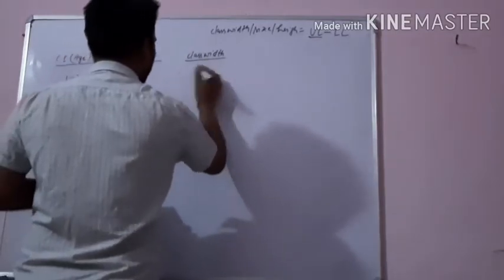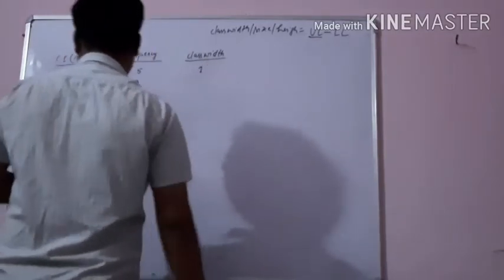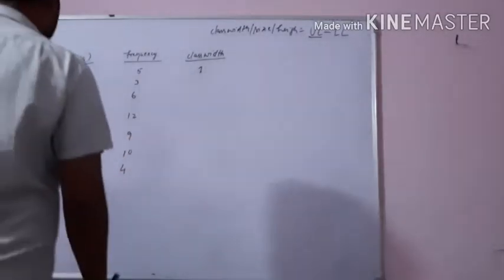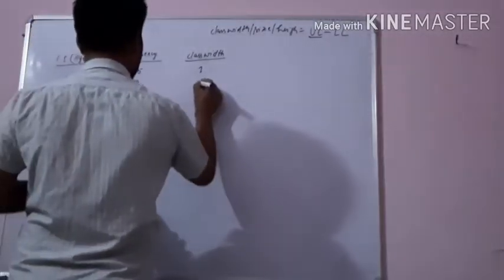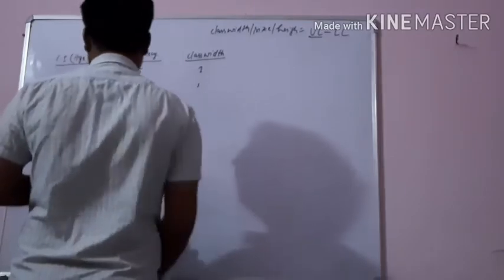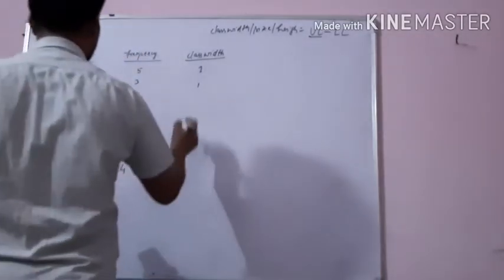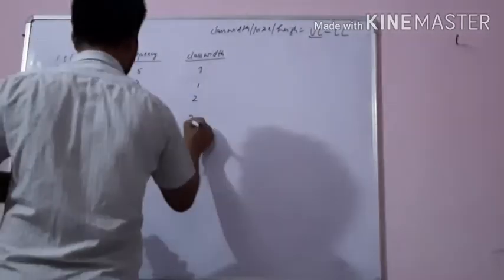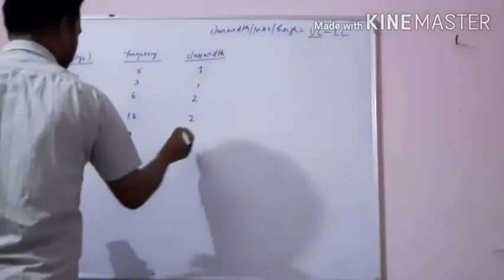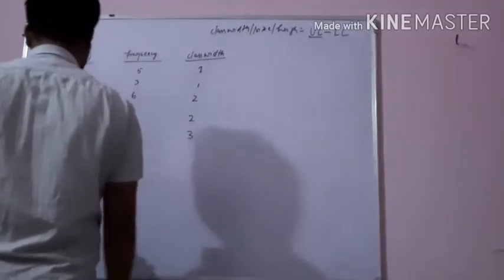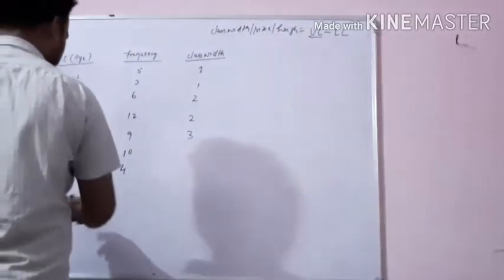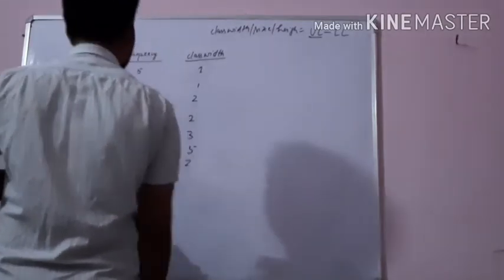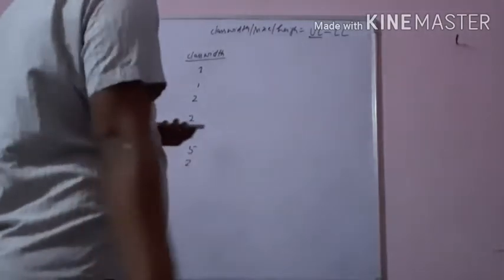So the class width of the first interval is 1. Similarly, 3 minus 2 will give 1. 5 minus 3 will give 2. 7 minus 5 will give 2. 10 minus 7 will give 3. 15 minus 10 will give 5. 17 minus 15 will give 2. Now, what next step will we do?